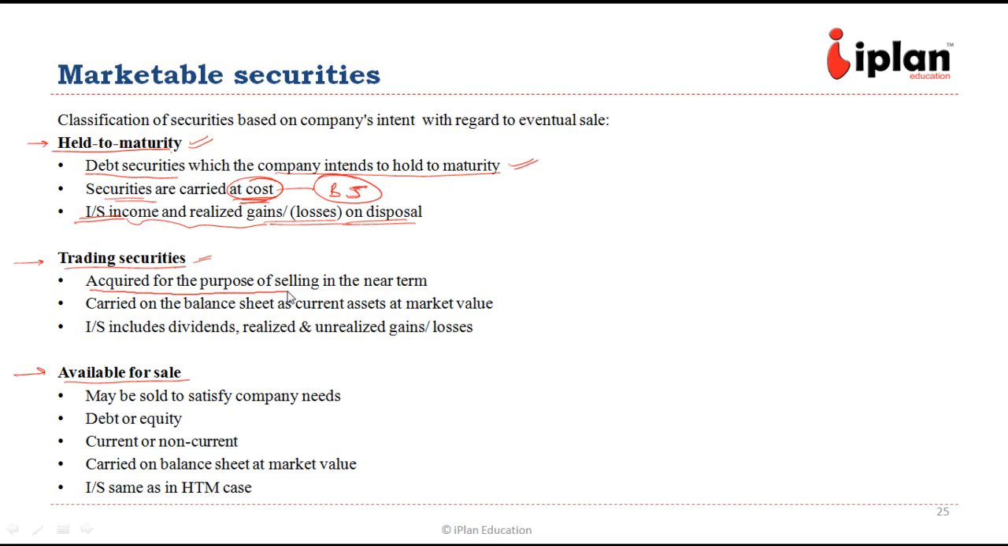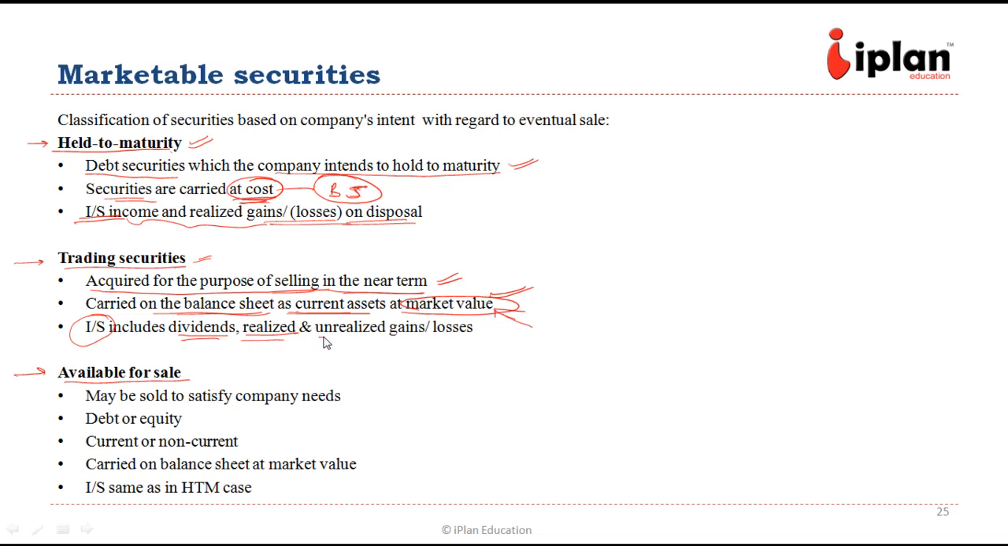Now let us look at the trading securities. These are the securities which are acquired for the purpose of selling in the short term or near term. There is no long term intention to hold them. So they are carried on the balance sheet as current assets at market value. Here we are not looking at the historical cost or amortized cost. We will just put them at market value since the intention is to sell them in the near term.